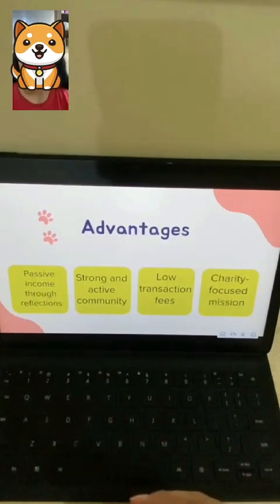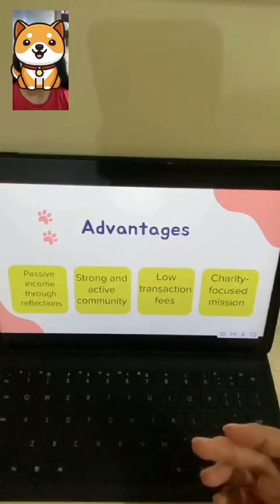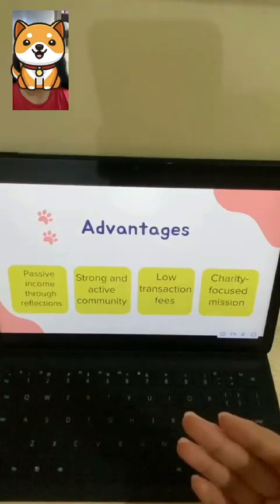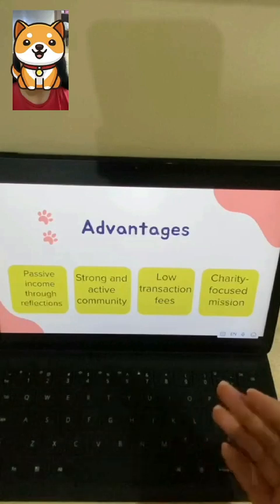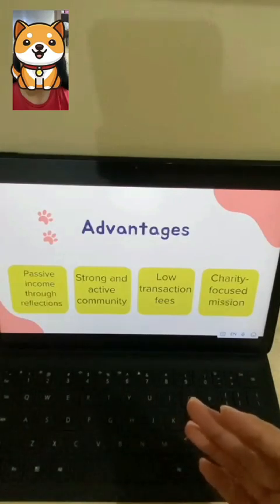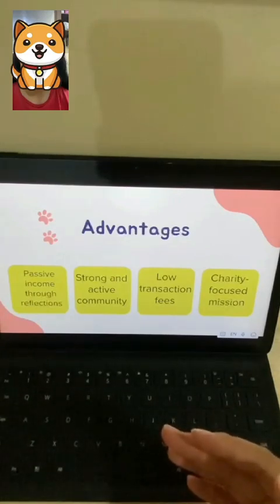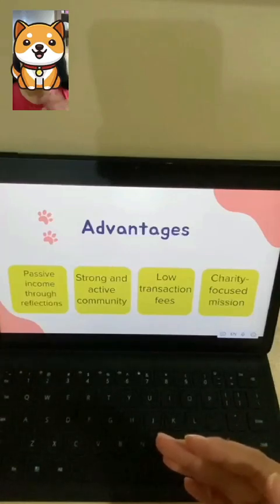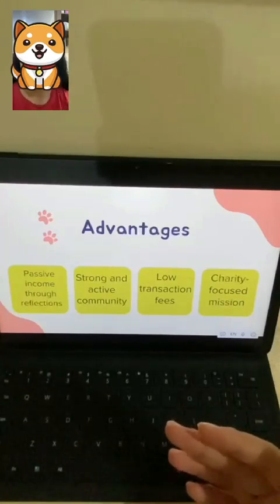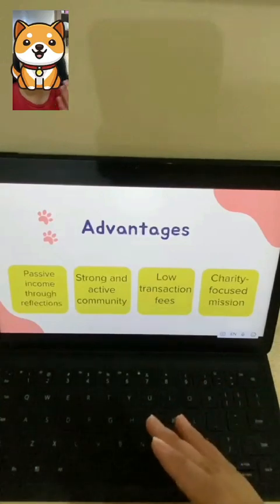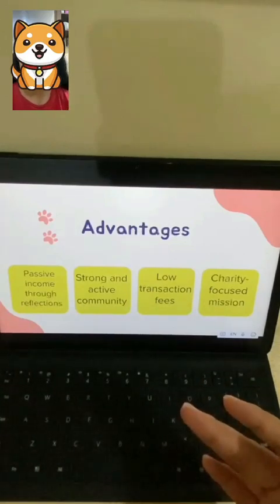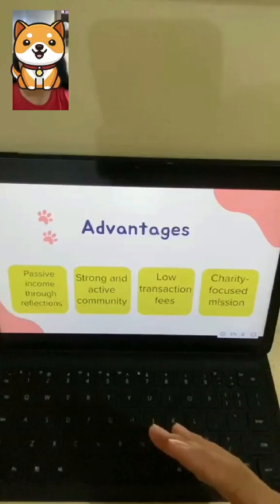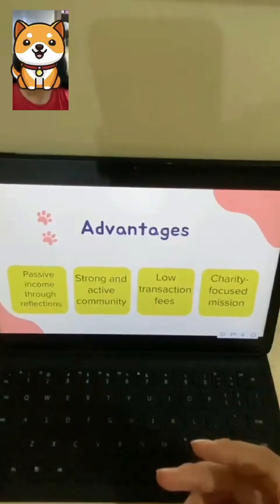Not just like another coin or other platforms, other investments that we do, Baby Dutch is a charity-focused mission. So it is not just for themselves, but for pets that need help or need to be helped.